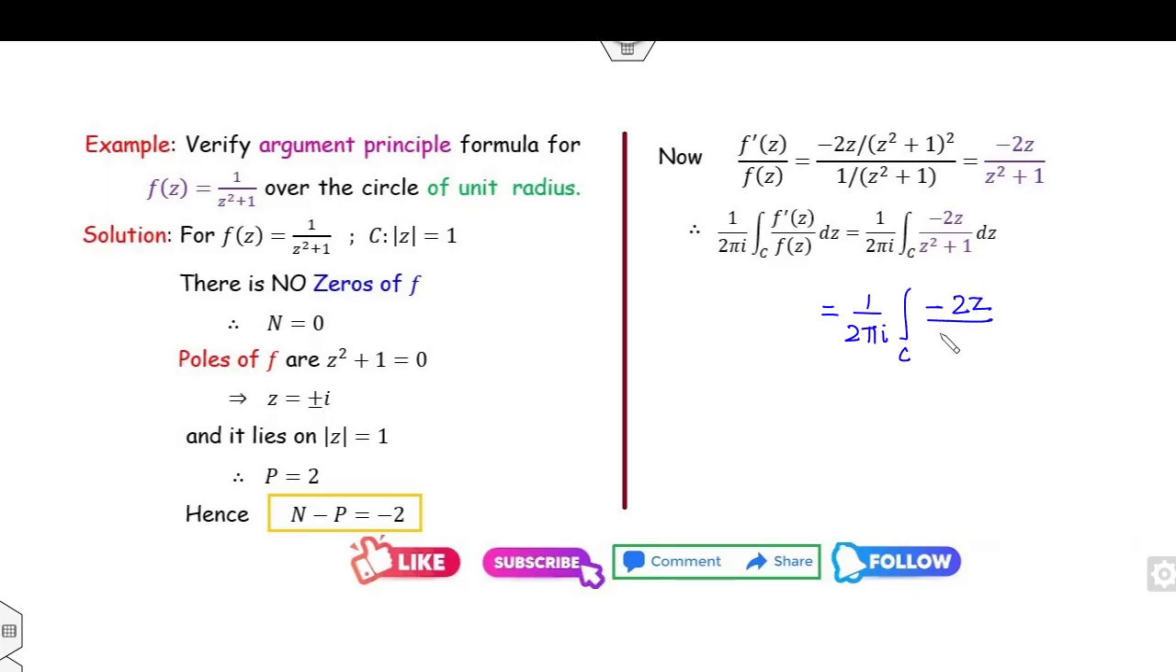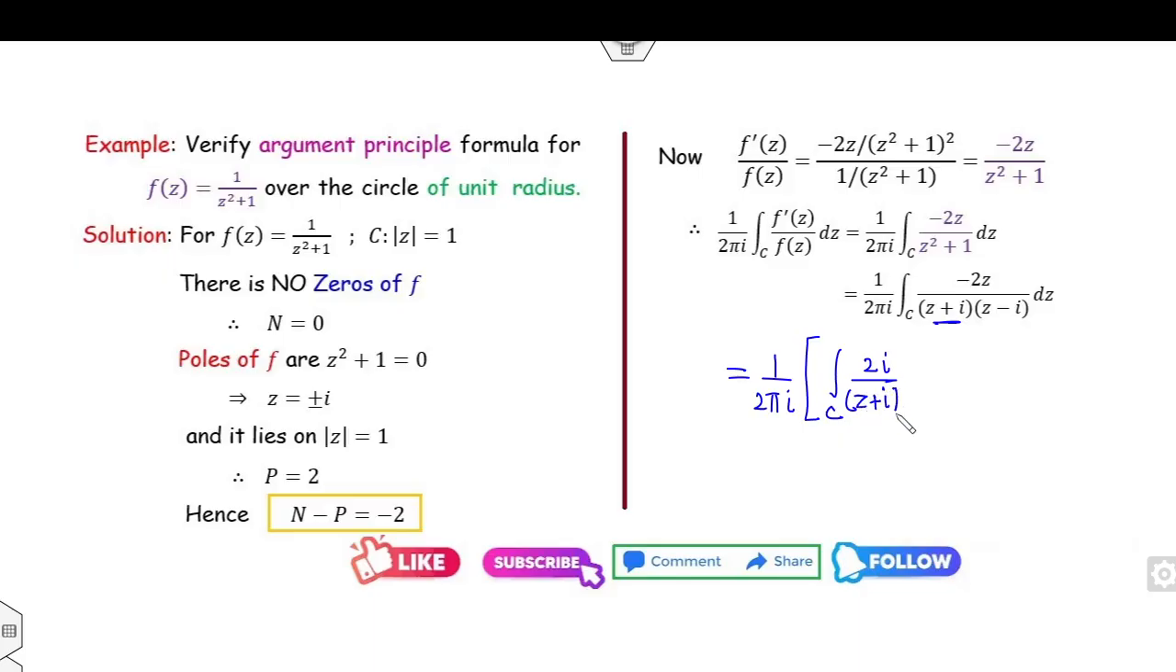Better, I can convert into partial fractions, z plus iota, z minus iota. I can break them. I can use the partial fractions, 1 over 2 pi iota. So over the point z is equal to minus iota, this is 2 iota, z plus iota, and minus of 2 iota. Plus, I can use the partial fractions, so it is minus of 2 iota and z minus iota. So basically that means the 2 iota will be cancelled, so that is a minus, and again it's a minus of this.